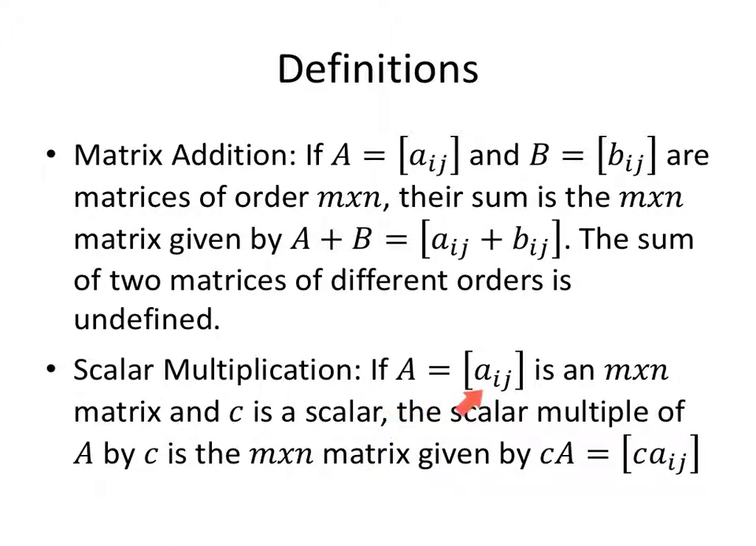If A, which is equal to the matrix Aij, is an m by n matrix, and C is a scalar, so any scale factor, the scalar multiple of A by C is still an m by n matrix. We say it's CA, but that is C multiplied by each entry. Now, like I said, definition sometimes makes it look like it's going to be hard, but we write these for in general. Let's look at some specific examples.